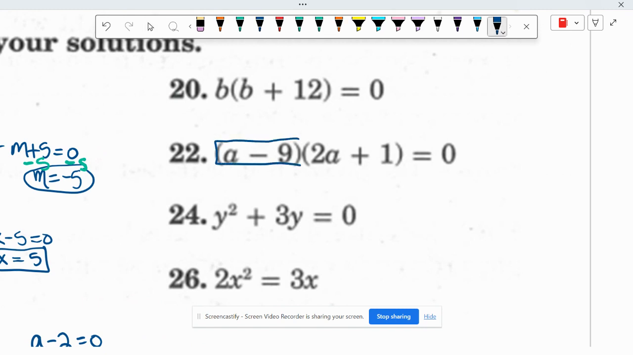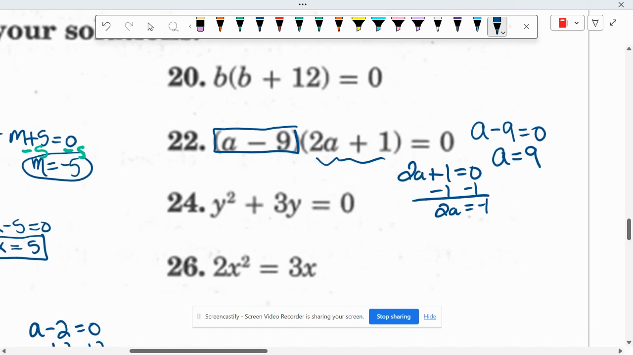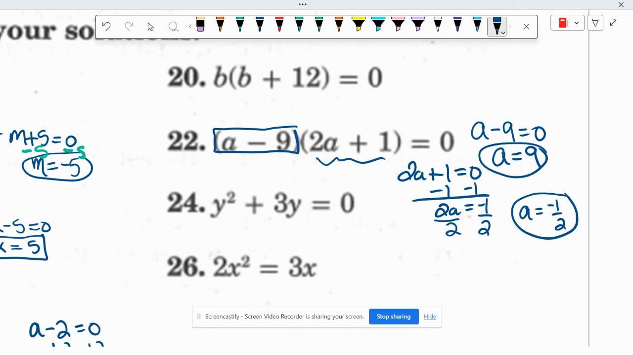What does this mean? Well, yeah, it means that a minus 9 equals 0, which means a equals 9. Haley, just go on up to the board and do that, if you would, please and thank you. Or this says that 2a plus 1 equals 0. When I subtract a 1 from both sides, 2a equals -1. What do I do next? Divide both sides by 2, right? So a equals -1/2. Those are the two solutions.